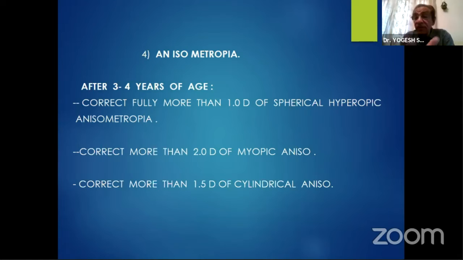Okay, 3, because if the patient comes to you early, it is 3 years of age. After 3 years, correct it fully. Myopia of more than 2 diopters, correct fully, and astigmatism of more than 1.5. So hyperopia 1, astigmatism 1.5, and myopia 2. If they persist after 4 years of age, they need correction and management and treatment. Is it clear?